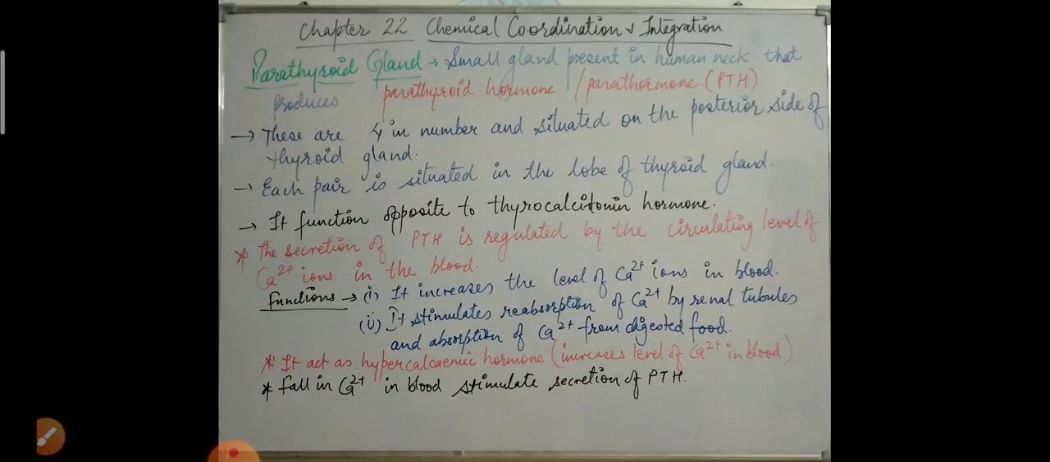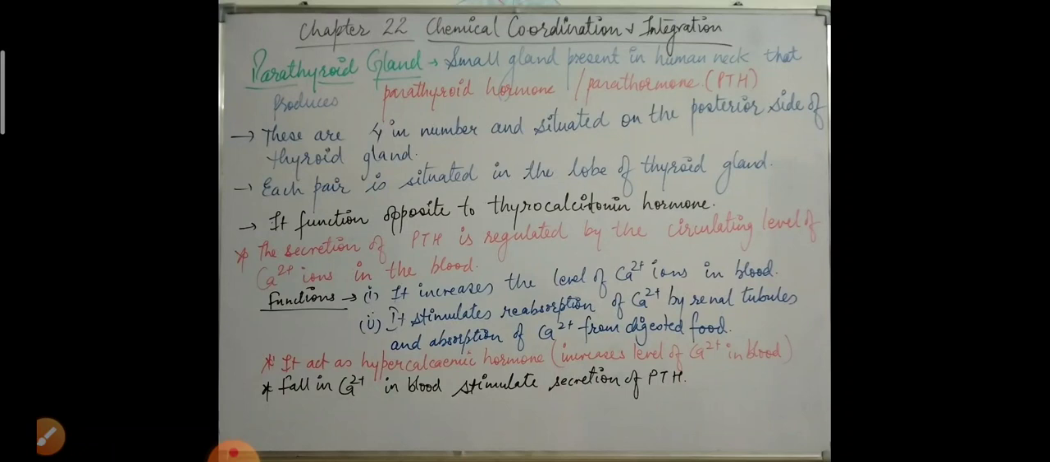So here the star point is that the secretion of PTH, that is parathormone, is regulated by the circulating level of calcium ions in the blood. That means it increases the concentration of calcium ions in the blood. Now, what is the role of this parathyroid hormone? First, it increases the level of calcium ions in the blood.